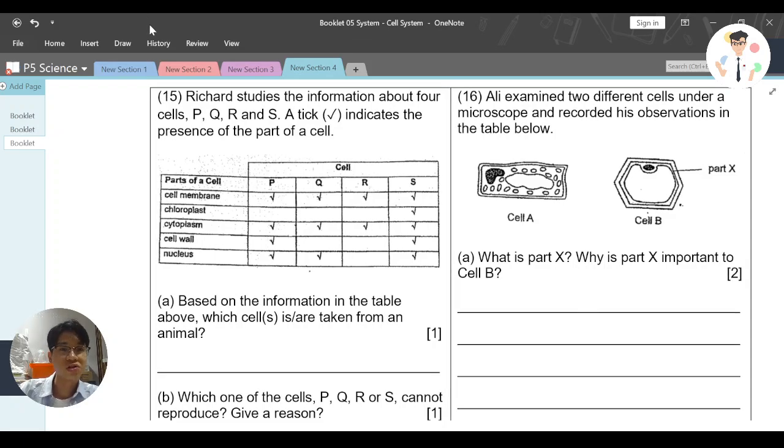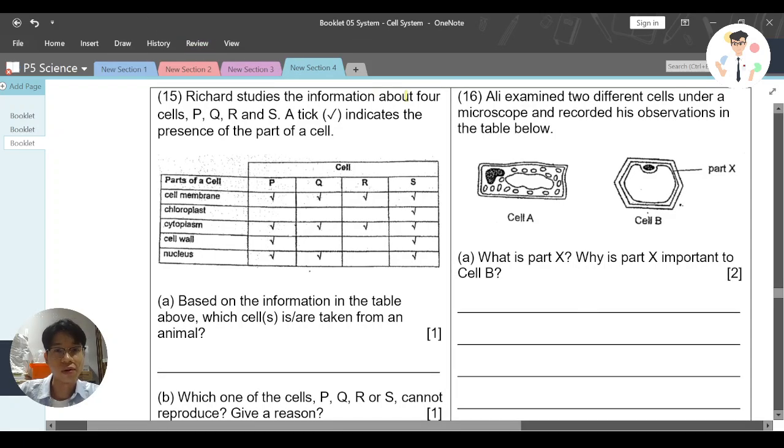So here it says that Richard studies the information above about 4 cells, P, Q, R, S, and a tick actually indicates the presence of the part of a cell. Now let's look at P, Q, R, S individually.